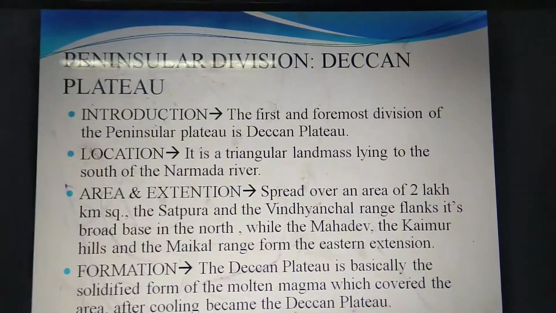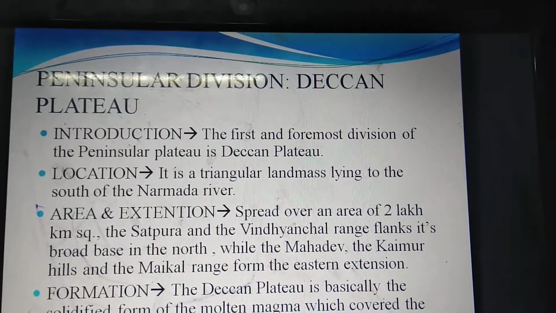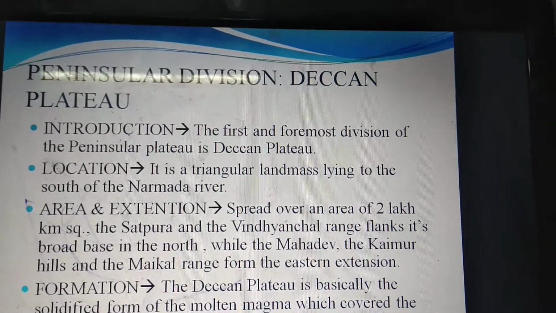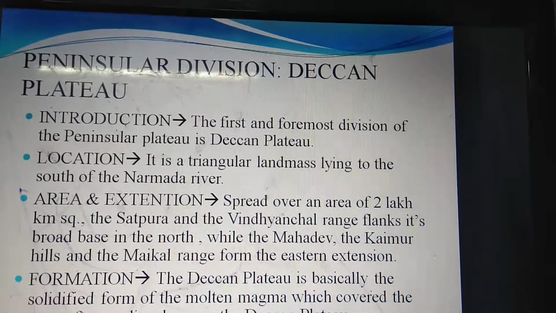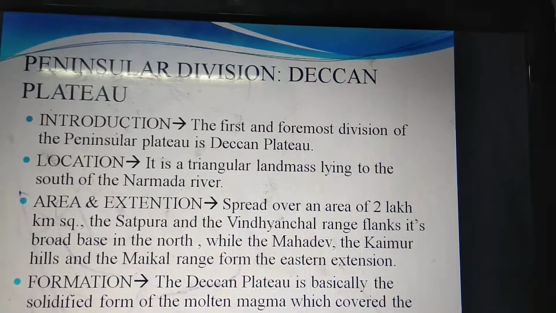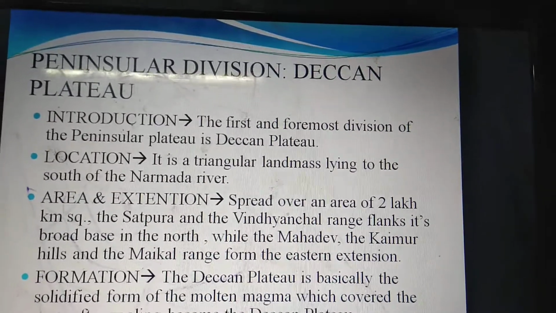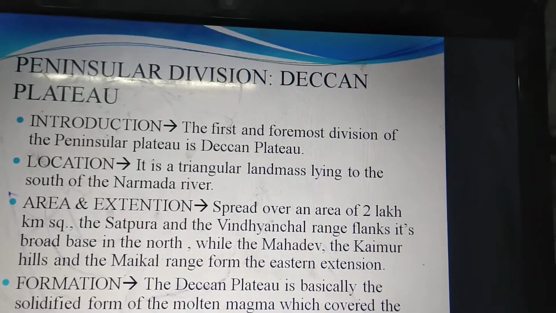The first and foremost division of the Peninsular Plateau is the Deccan Plateau. It is a triangular landmass lying to the south of the Narmada River, covering an area of approximately 2 lakh square kilometers. The Satpura and the Vindhyachal ranges flank the northern broad base of the plateau, while the Mahadev, Kaimur Hills and the Maikal range are the eastern extension of the Deccan Plateau.